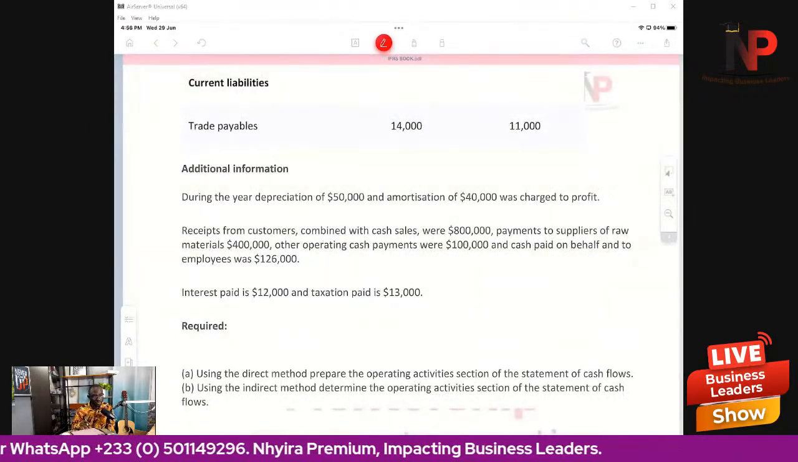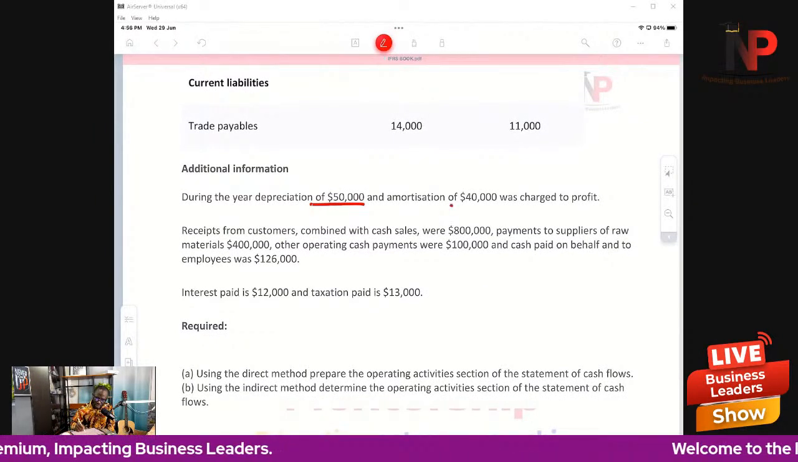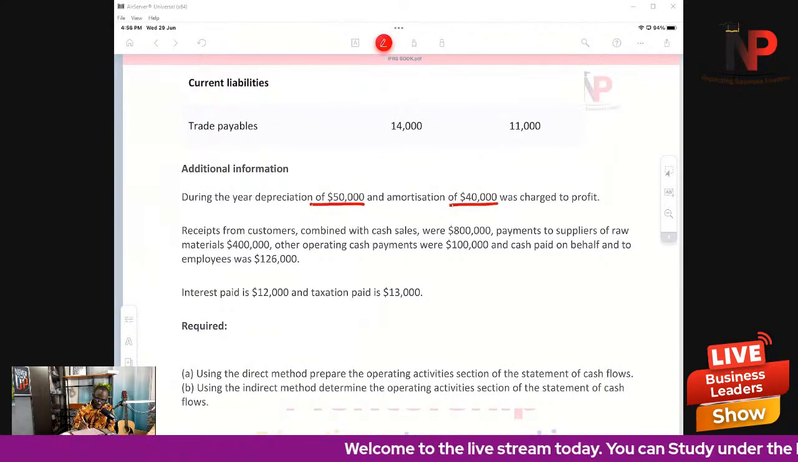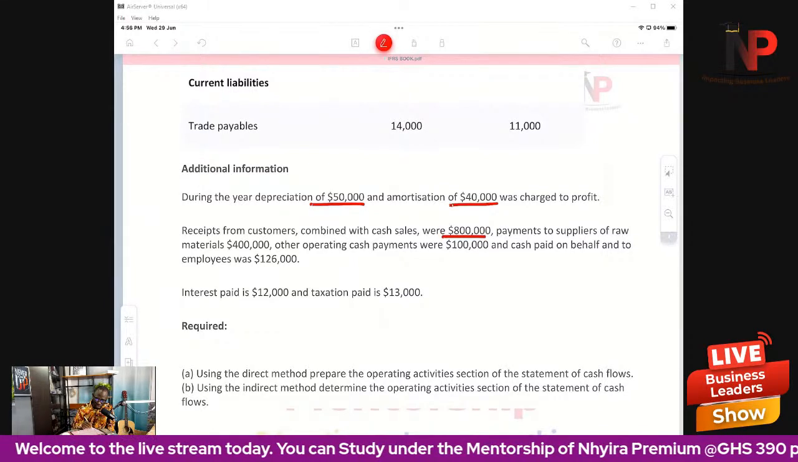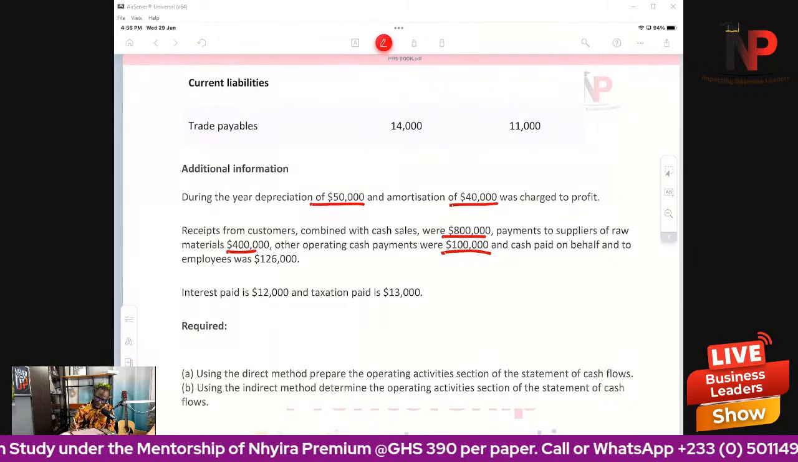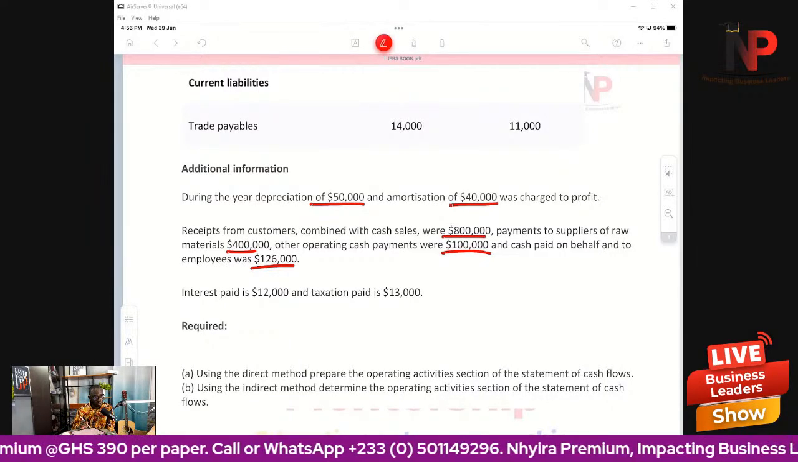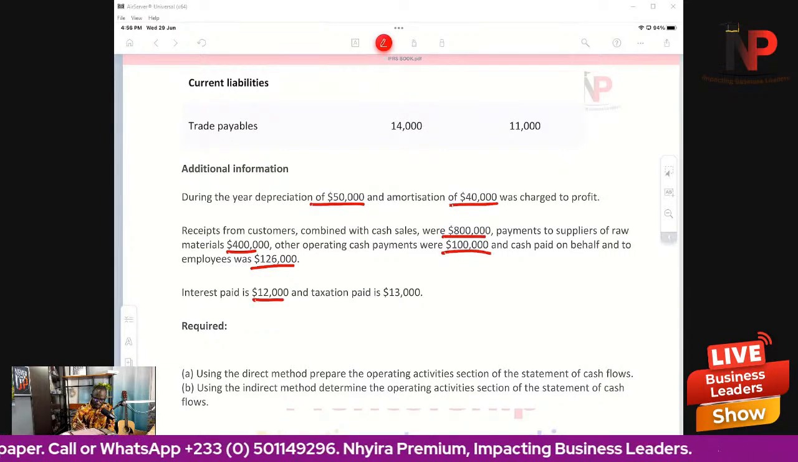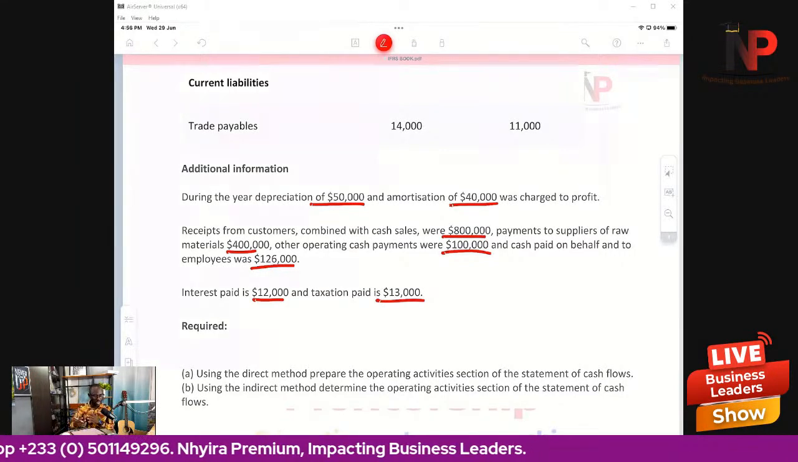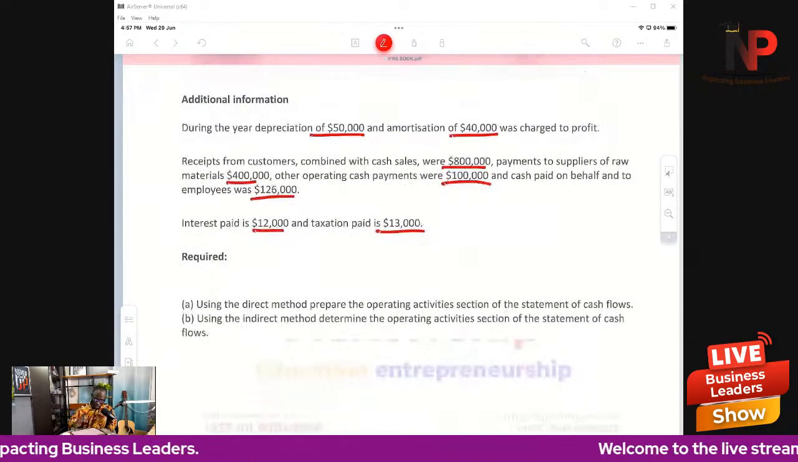But there is additional information. It says during the year, depreciation of 50,000 and amortization of 40,000 was charged to the profit or loss account. Receipts from customers combined with cash sales were 800,000. Payment to suppliers of raw material was 400,000. Other operating cash payments were 100,000, and cash paid on behalf of and to employees was 126,000. Interest paid was 12,000. Tax paid was 13,000. This is just an extract of information given to us to enable us to look at what we need to do. So look at the requirements.